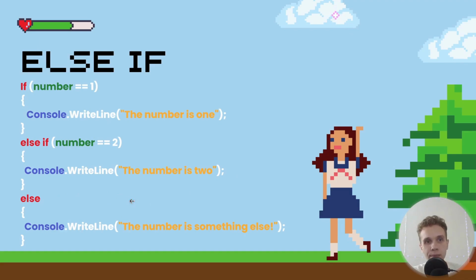As you can see here, if we have if and then else if, we put all else ifs after the if expression, and then we put else at the end. So that means basically any other case other than those that we covered above with if and else if.